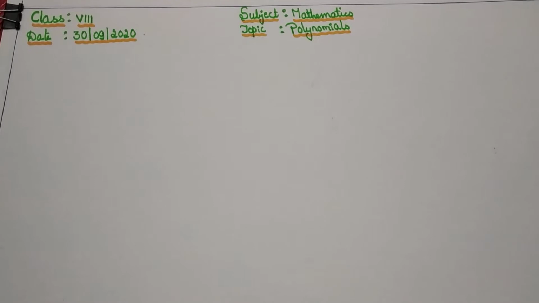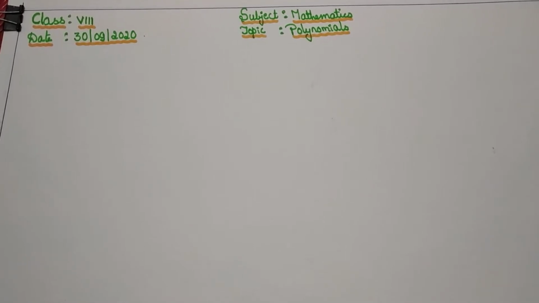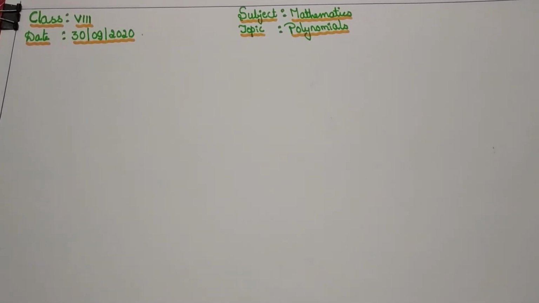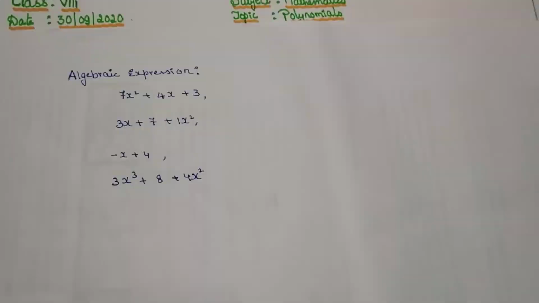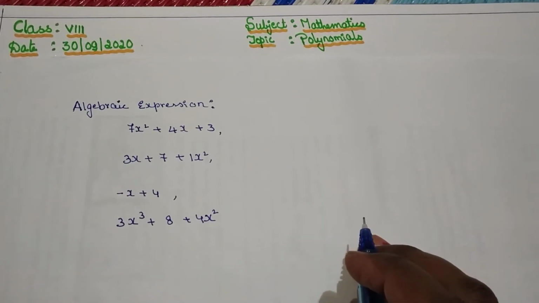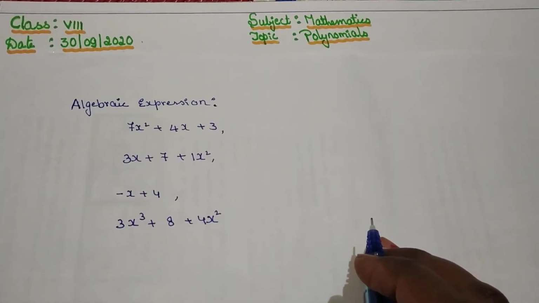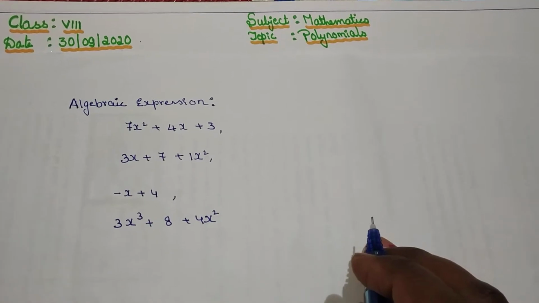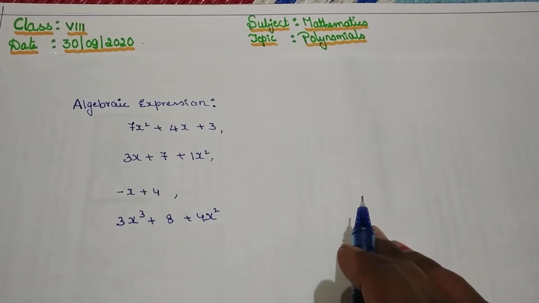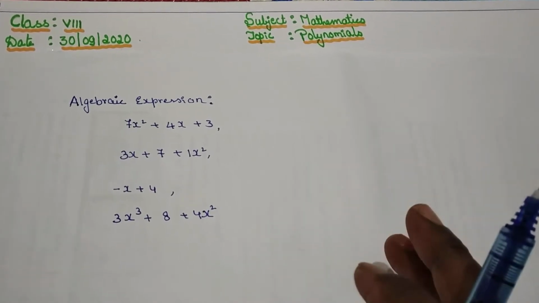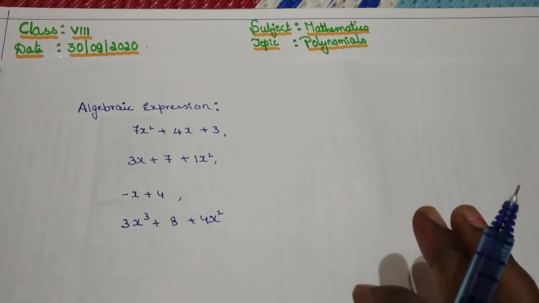Before going into the depth of this chapter, let's recall the basic terms related to polynomials that we studied in the earlier class. That is algebraic expression. An algebraic expression is an expression made up of variables and constants along with the fundamental operations, that is addition, subtraction, multiplication and division.